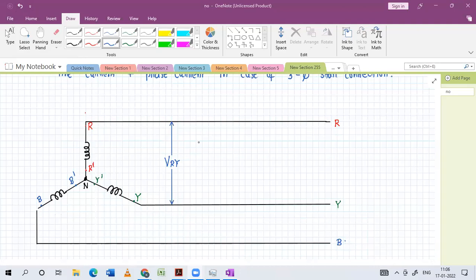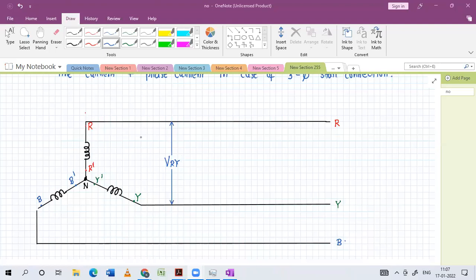Are all of you able to see the screen? Please give a reply, because a few minutes ago we had an issue. Okay, so VRY is a line voltage between R phase and Y phase. Remember, the definition of line voltage is the voltage between any two phases. So R and Y, it is the RY phase.